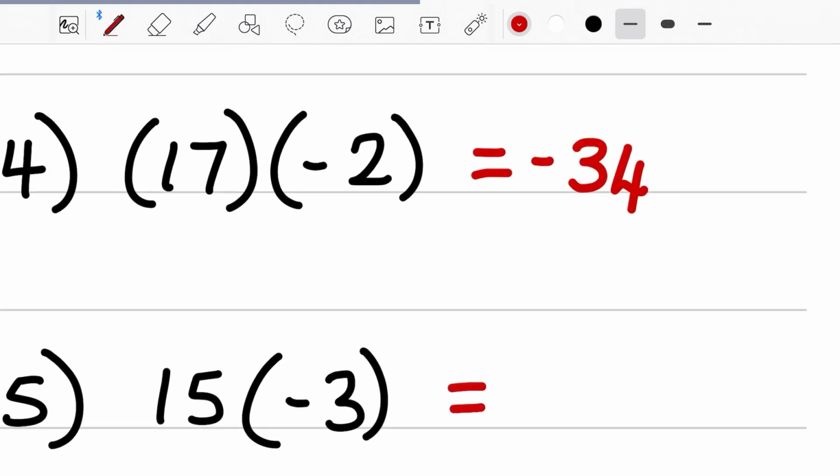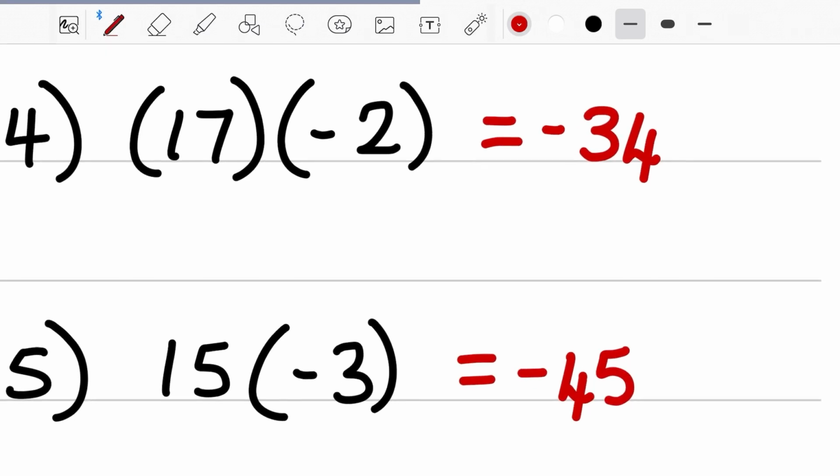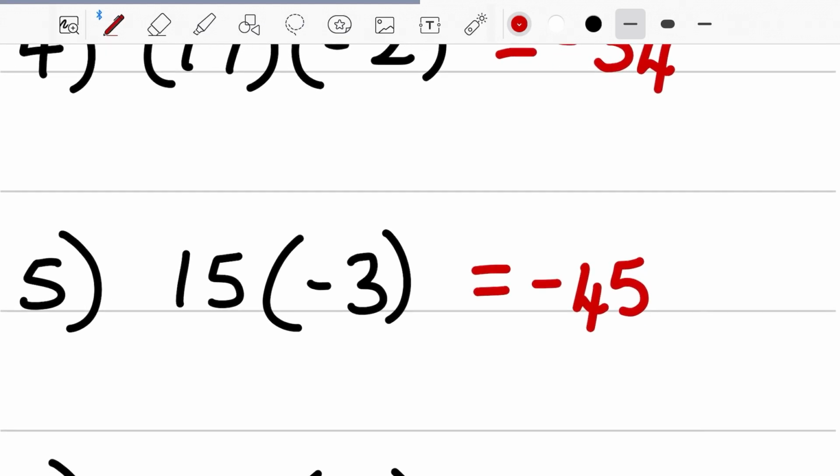For number 5, we have 15 multiplied by minus 3. So 15 times 3 is 45. However, 15 is positive and minus 3 is negative. So your answer is going to be negative. Answer is negative 45 for 5.